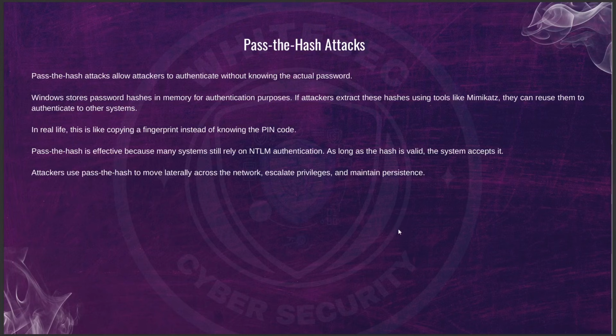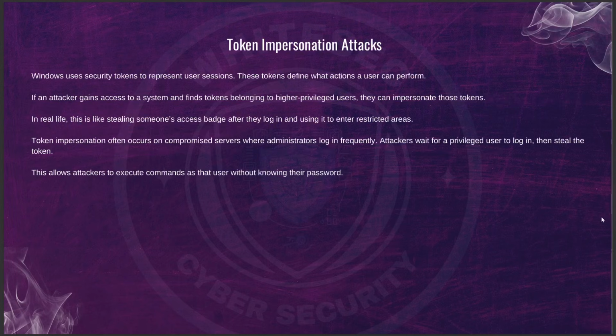So remember this point. Now let's learn about the token impersonation attack as well. Windows uses security tokens to represent user sessions. These tokens define what actions a user can perform. If an attacker gains access to a system and finds tokens belonging to a higher privileged user, they can impersonate those tokens. In real life, this is like stealing someone's access badge after they log in and using it to enter restricted areas. Token impersonation often occurs on compromised servers where administrators log in frequently. Okay, attackers wait for a privileged user to log in, then steal the token.